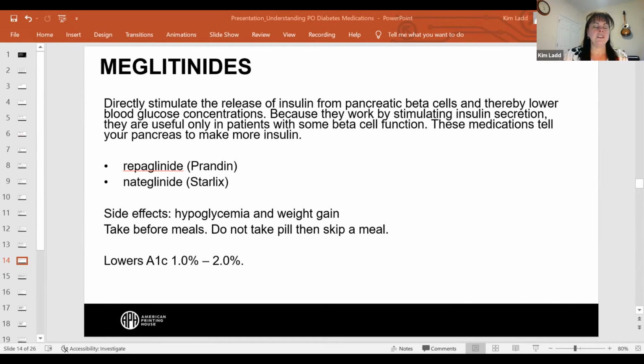You want to take these medications with meals. Otherwise, your blood sugar will drop and you will have a hypoglycemic episode. So this is another medication aside from the sulfonylureas that we talked about earlier that you want to make sure you do not skip a meal with. Another side effect of these pills is they cause weight gain. However, they do tend to lower your A1C levels by 1 to 2%.